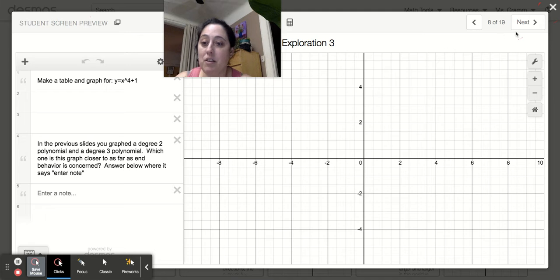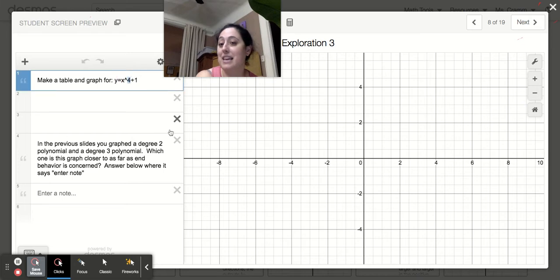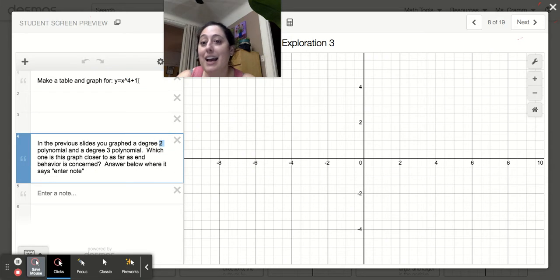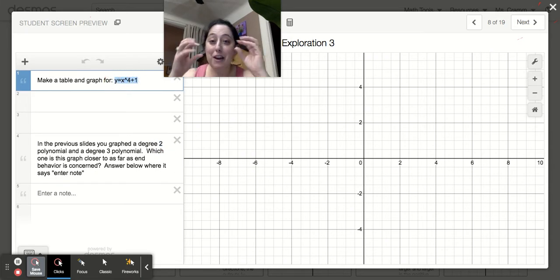Okay, so in the previous slide, you graphed a degree 2 polynomial and a degree 3 polynomial. Which one is this graph closer to as far as end behavior? All right, so take a second, think about that. Okay, notice that this is an even exponent. So which of these is even, right? Here we go. And so it should have a very similar end behavior to an x squared.